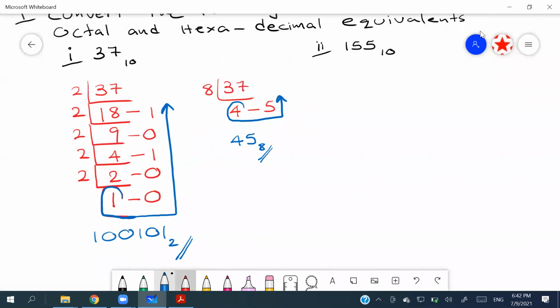And for the hexadecimal, I'm going to divide 37 by 16. Right, so it will be 2 and 5 is remaining. So it is going to be like this. So the answer is going to be 25 in hexadecimal.